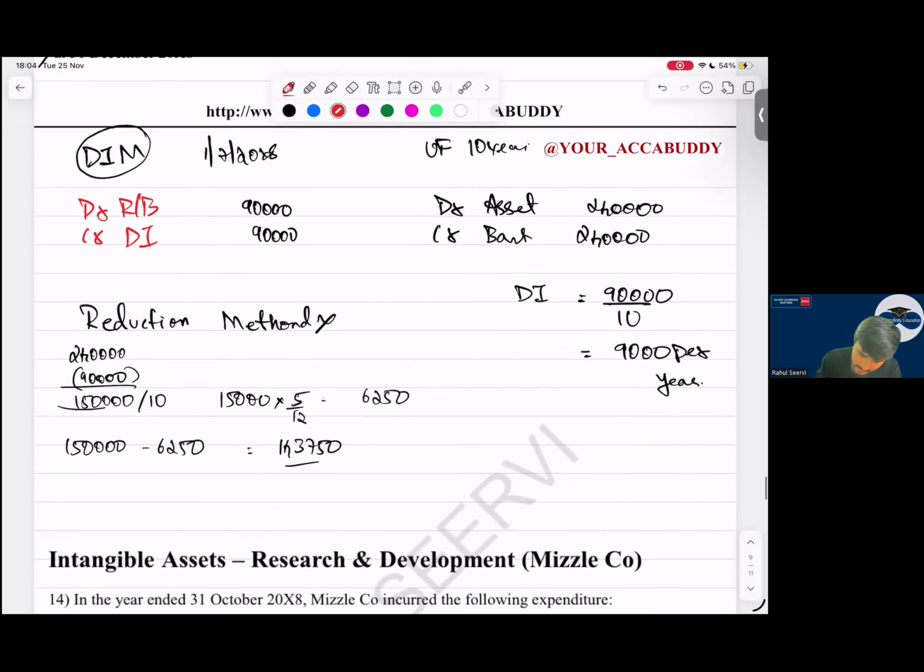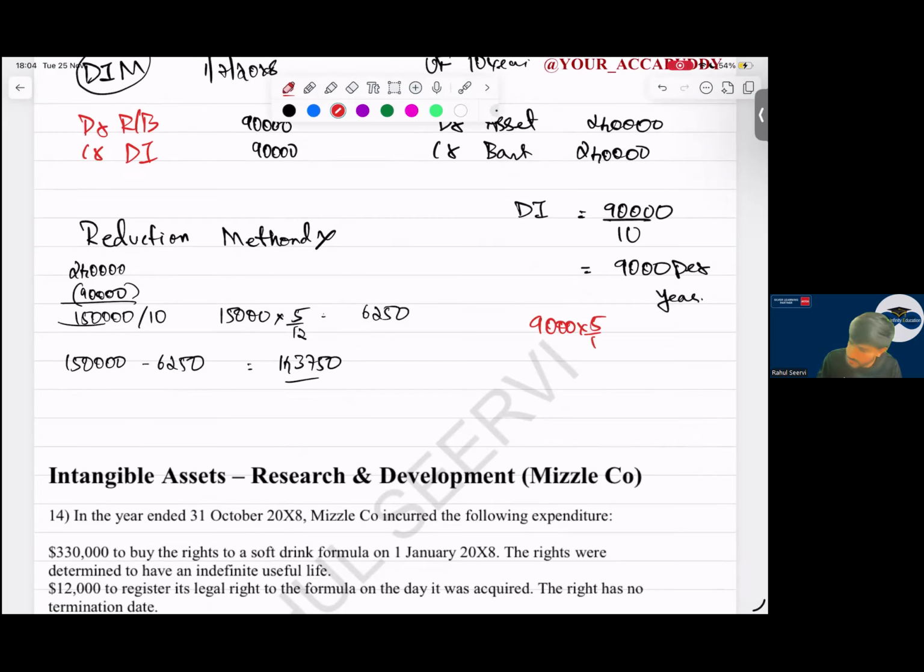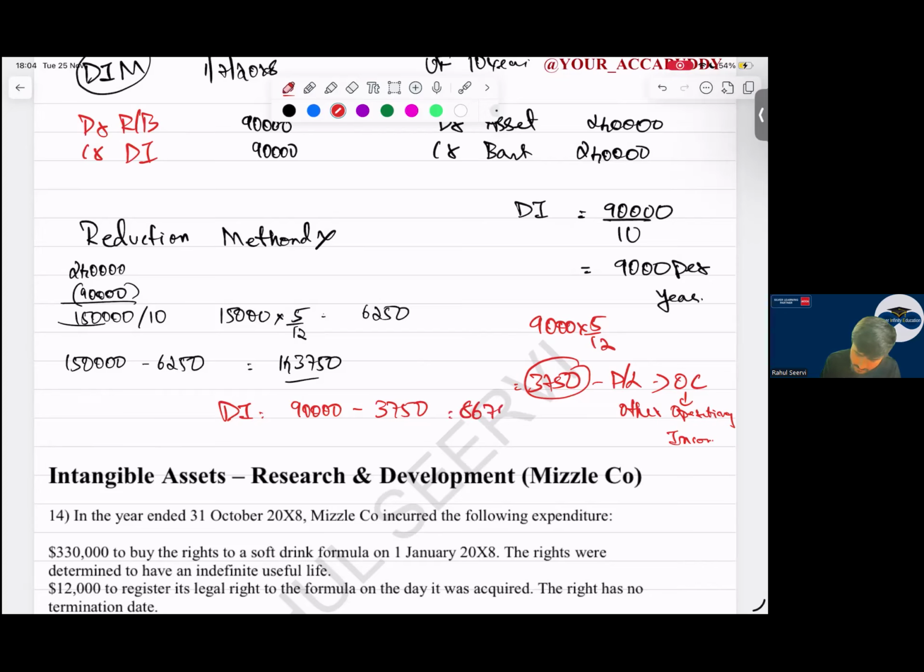So I say this into 5 divided by 12. How much is this? So I will take into P&L how much? 3,750 into P&L. Which category? Other operating income. Other operating income. So what will be the balance in deferred income? 90,000 minus 3,750. Yes, sir. 86,250 here. Here the reduction method was wrong.